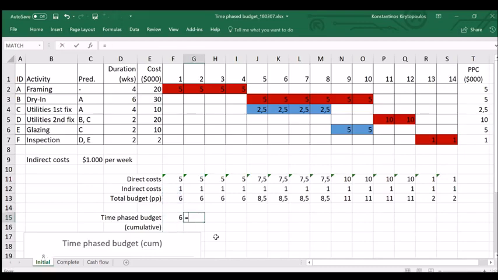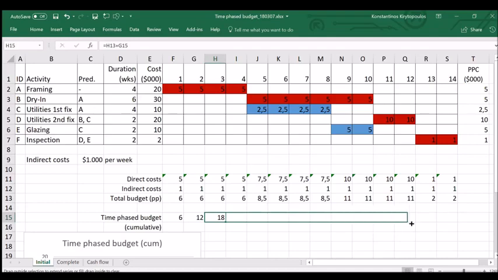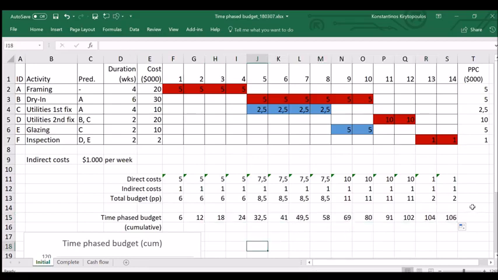Under week 2 you will have the budget for week 2 plus all the previous expenses. So this is the same for week 3: the cost of week 3 plus the previous expenses. And this will obviously only be increasing up to the level of $106,000. So the overall cost covering direct and indirect costs is $106,000. There you are. That's the final cost.